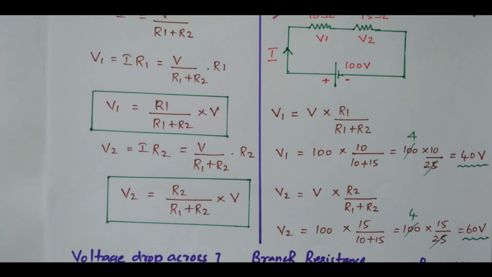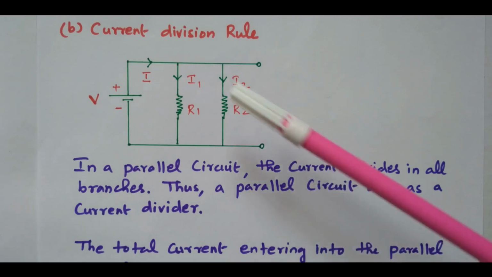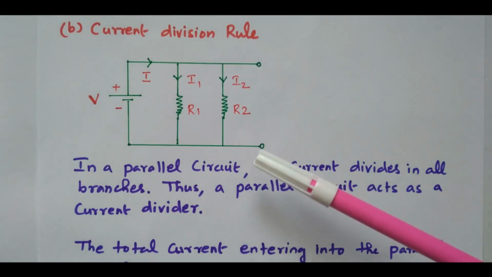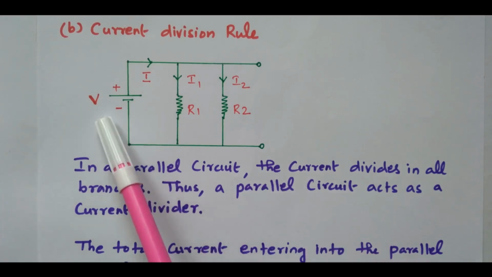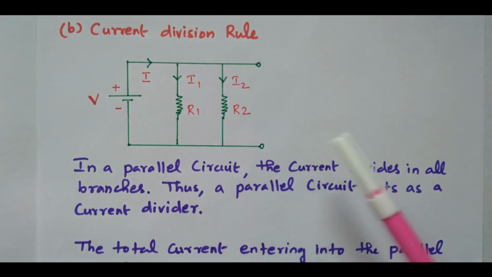Now we'll go to the current divider rule. In the current division rule, you see that two resistors are connected in parallel. In the previous voltage divider rule, the resistors are connected in series, and only then is the voltage dropped. For applying the current division rule, the resistors should be connected in parallel, and only then will the current be diverted. Here the voltage V is applied, the total current is I, and the two resistors R1 and R2 are connected in parallel.